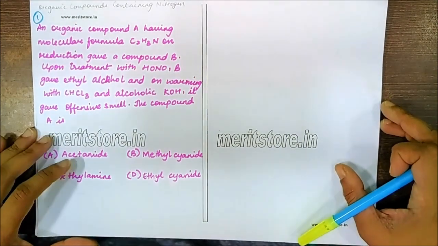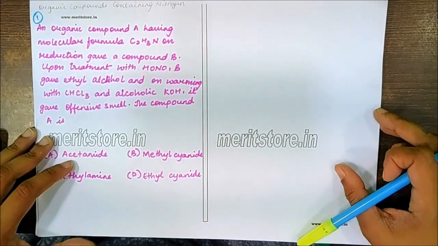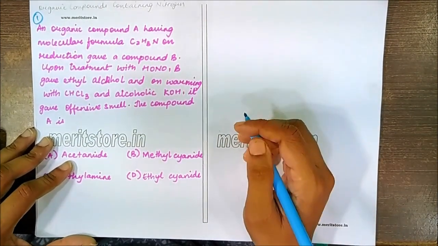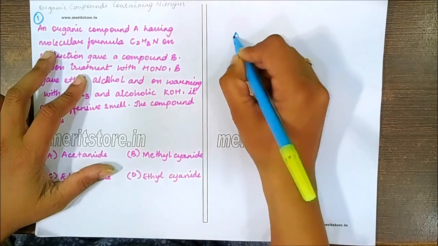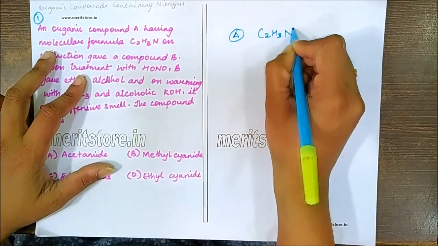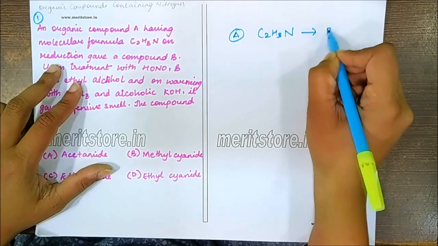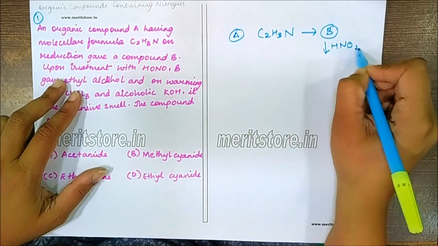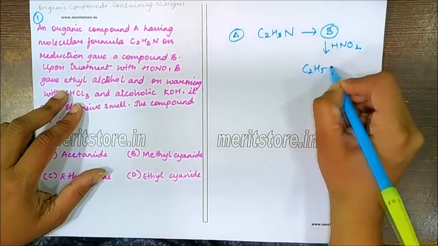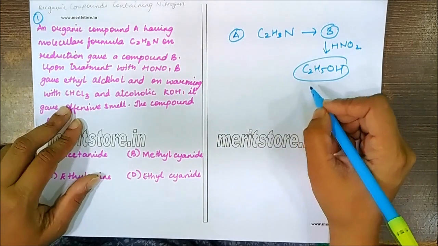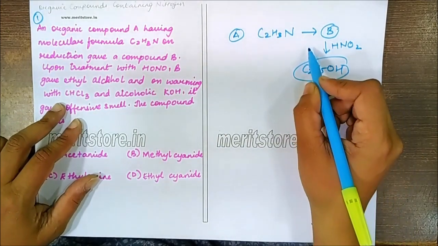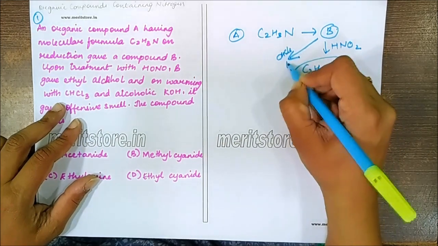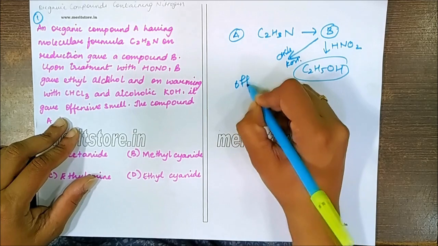Let us discuss the MCQs which are based on the organic compounds containing nitrogen and aldehyde, ketone and carboxylic acids. Here the first question is an organic compound A which is having formula C2H3N on reduction gives the compound B. This compound B on treatment with HNO2, that is nitrous acid, is giving us ethyl alcohol. And warming with the chloroform and the alcoholic KOH, the compound B is giving the offensive odor.